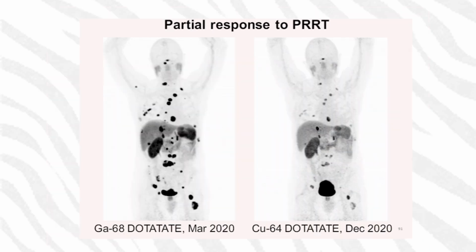And this is a patient with a partial response to the lutetium dotatate therapy. The first image there on the left is a gallium-68 dotatate study from March of 2020. They received the therapy and then followed up with a gallium-68 dotatate study in December of the same year. And you see that there is a little bit less uptake, but there is still the presence of neuroendocrine tumors and somatostatin receptor tumors.